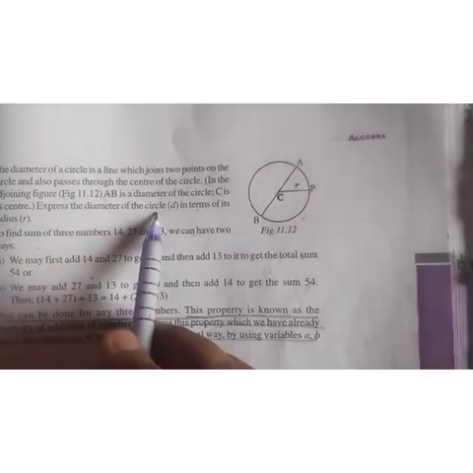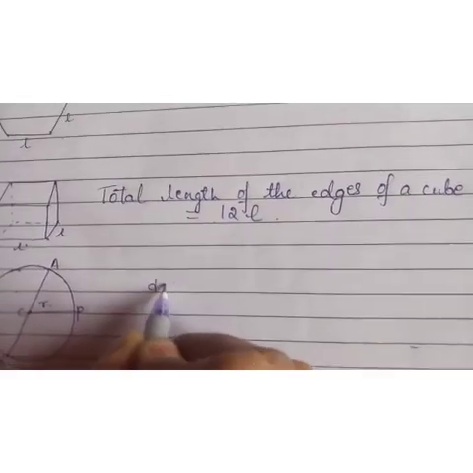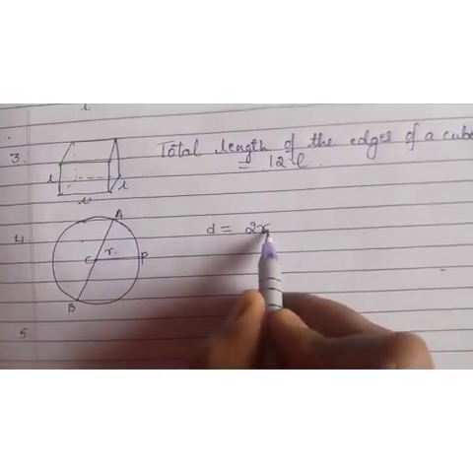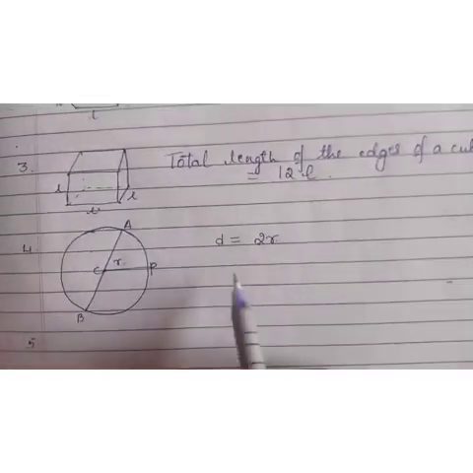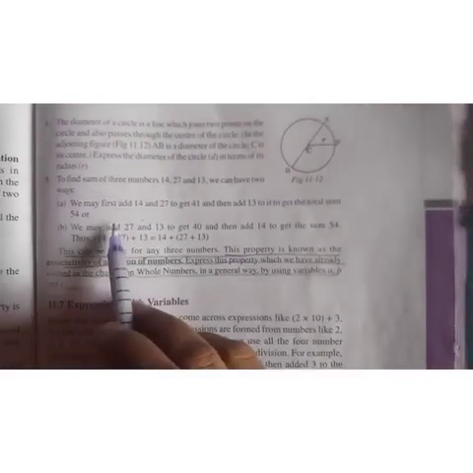So we can express the diameter of the circle in terms of radius as D is equals to 2r, that is 2 radius makes 1 diameter, hence we can write d is equals to 2r. Next, moving on to question number 5.